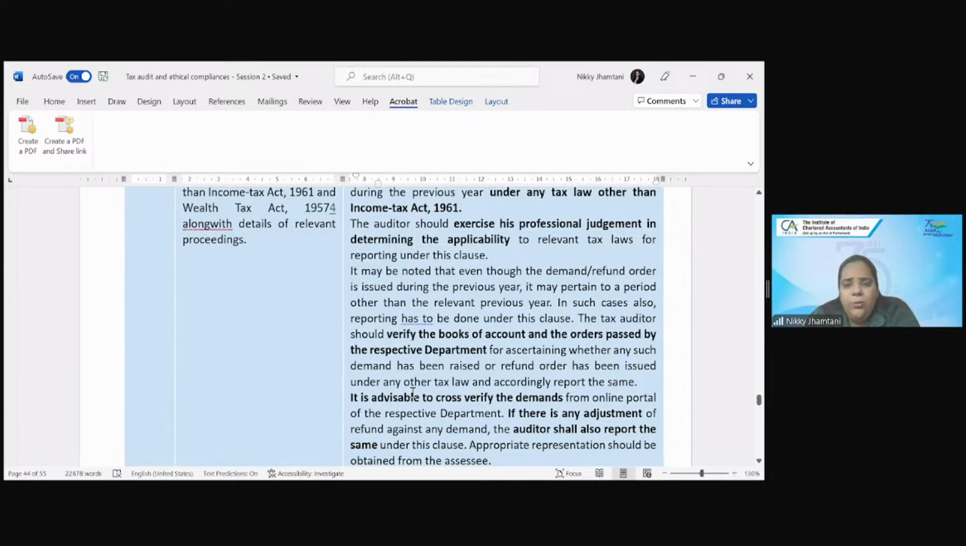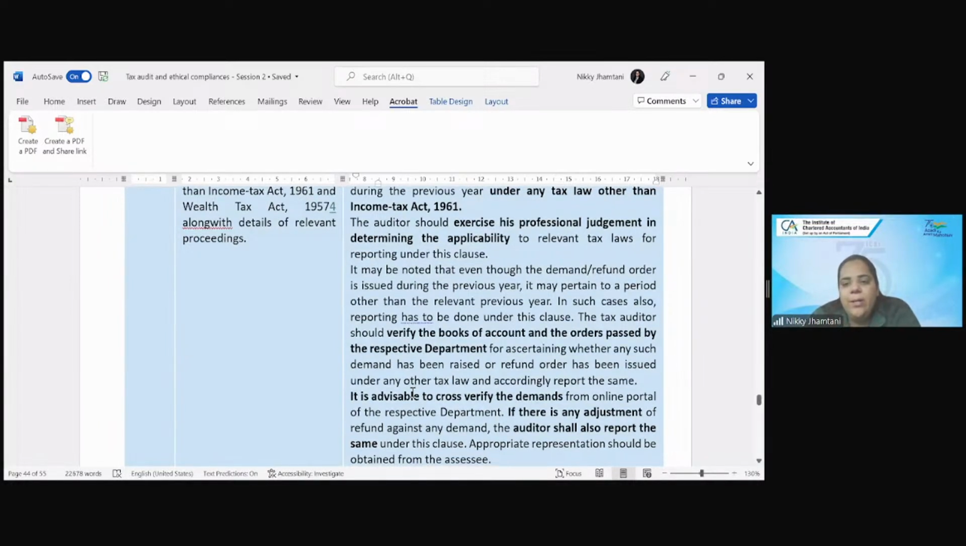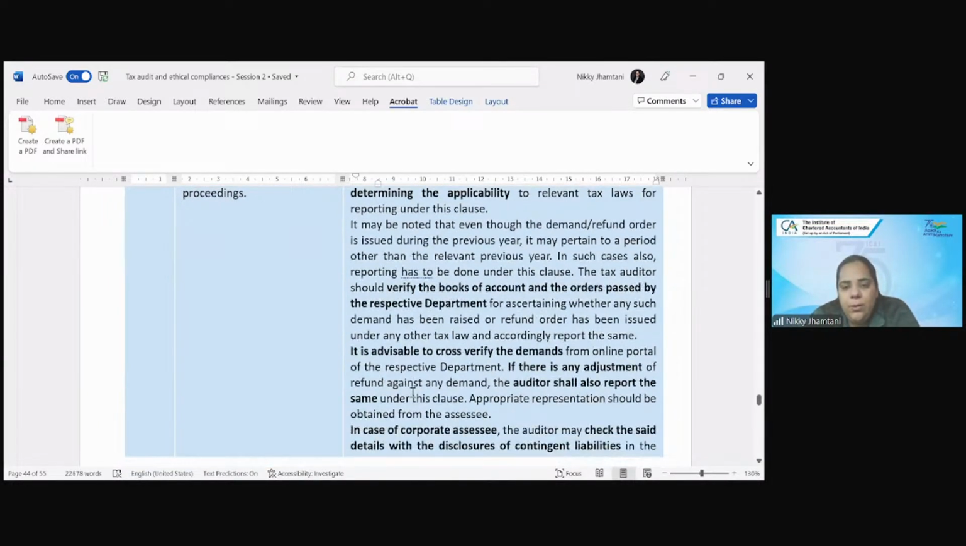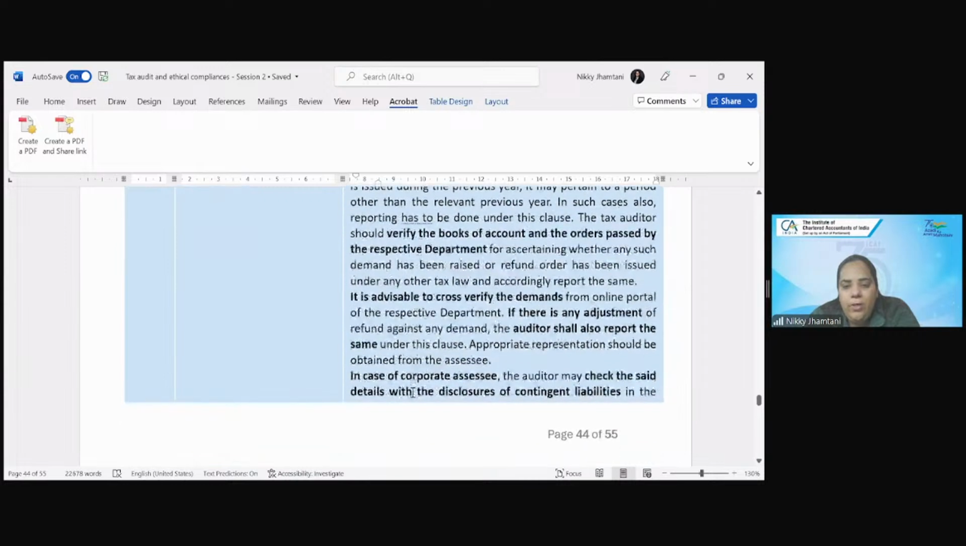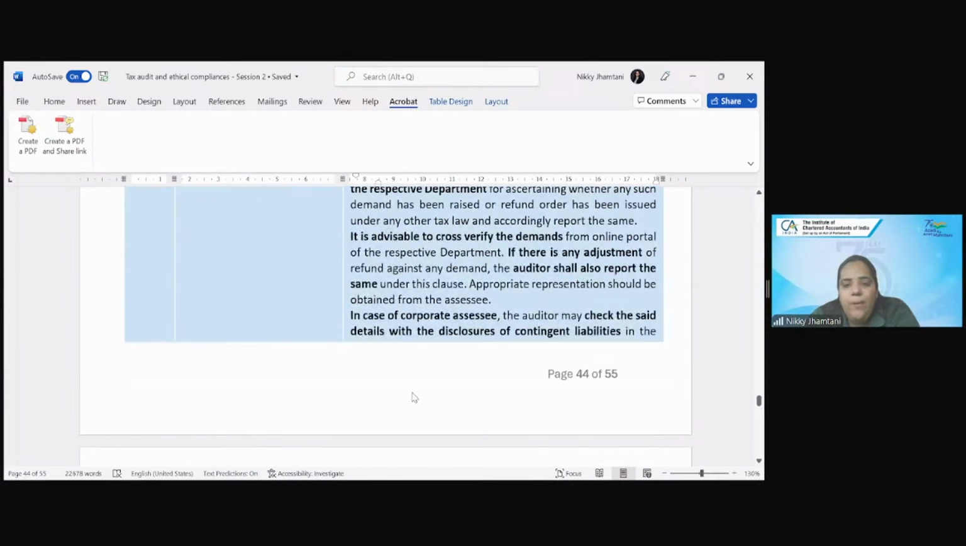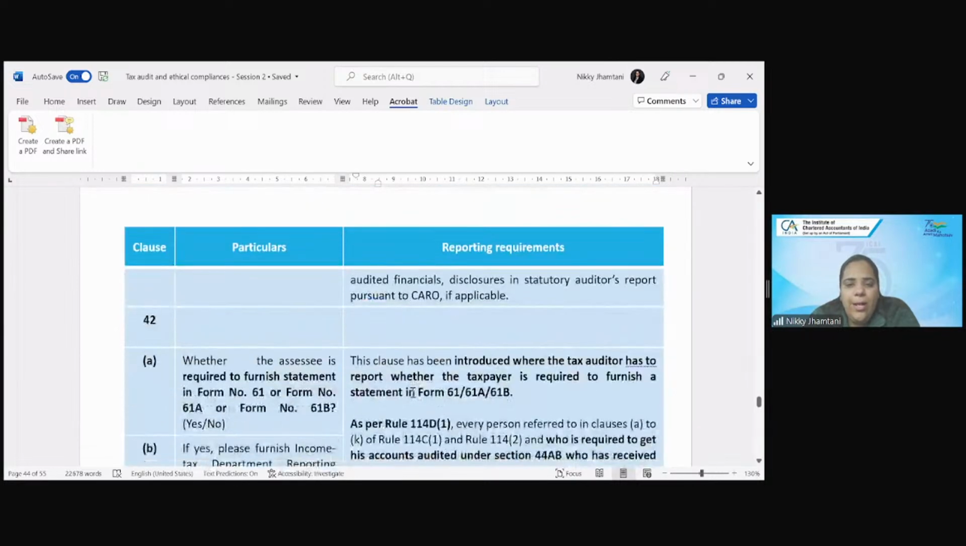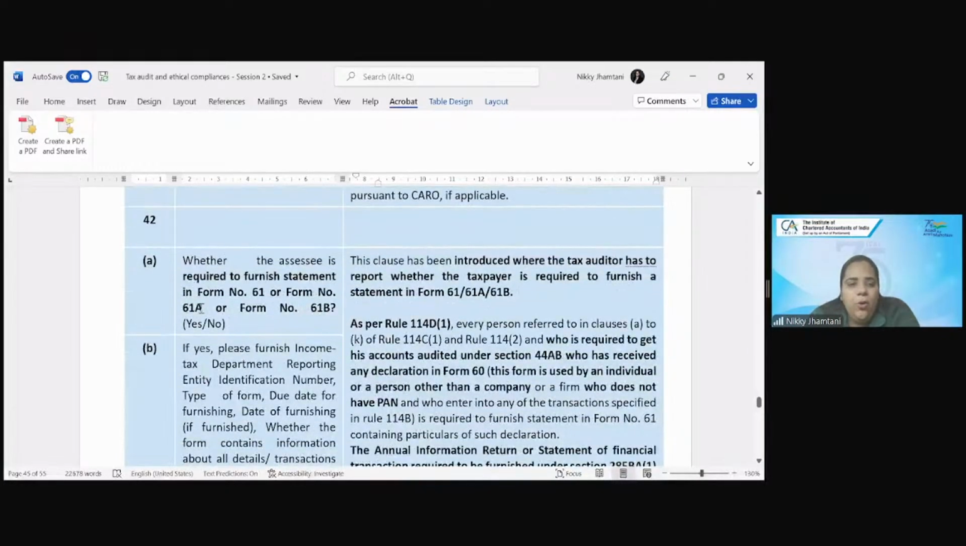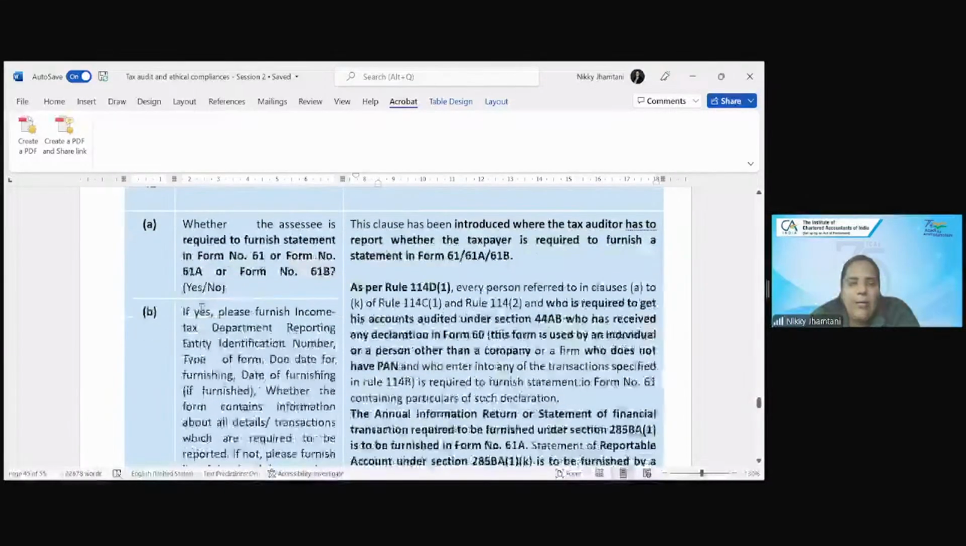And in this case, the tax auditor should also verify the books of accounts. Whatever orders the respective departments passed should be verified. He should also cross verify the demand from the online portals. Okay, and reporting should be done. In case of corporate assessee, the auditor may check the said details with the disclosures of the contingent liabilities. Then clause 42, whether the assessee is required to furnish statement in form 61, 61A or 61B.